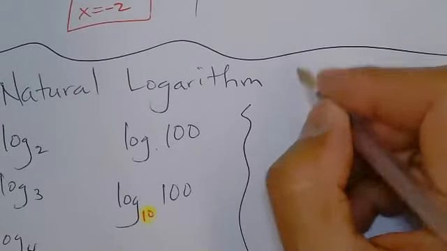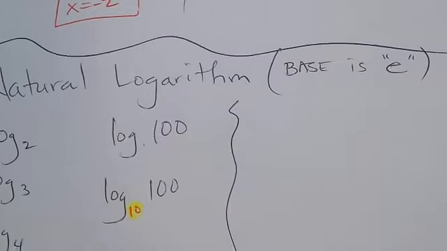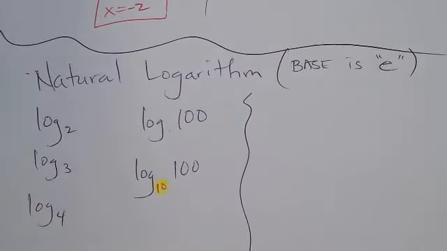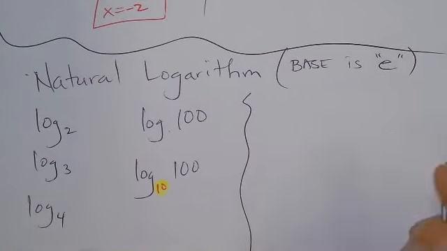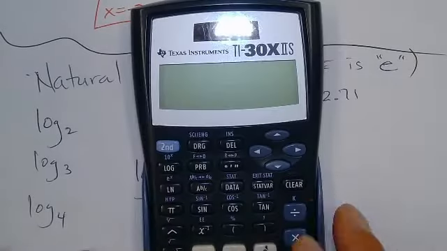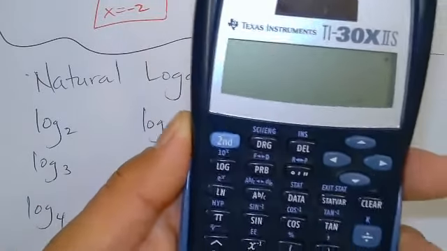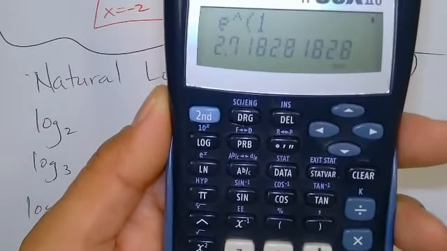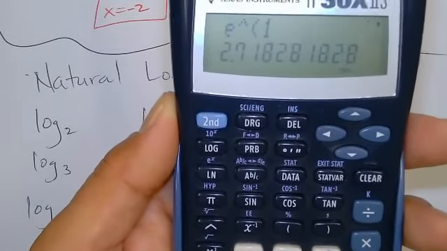When the logarithm has a base of e, I'll write it here: natural logarithm, the base is e. If you remember from a couple of sections ago, when we did those problems on exponential growth and exponential decay, e is a number on your calculator, approximately 2.71. e to the power of 1 is 2.71828. It's a set number.